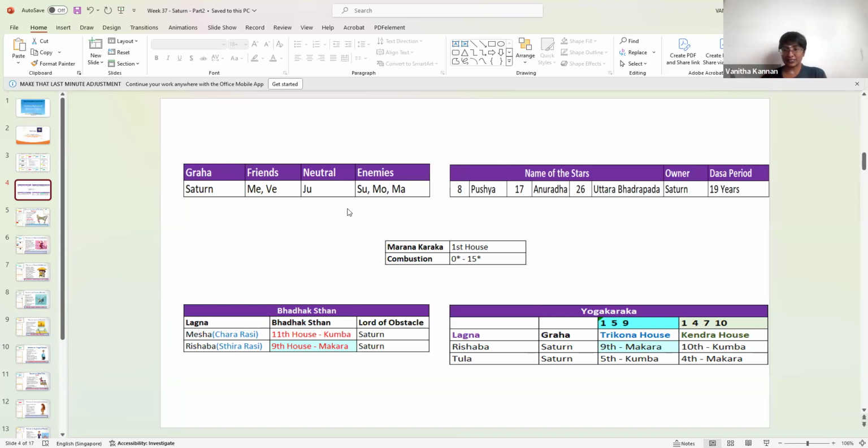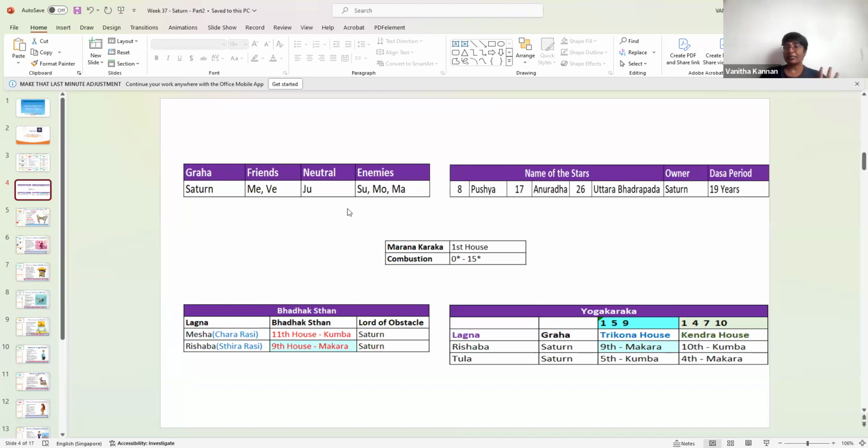Then come to the nakshatra. Nakshatra is not part of our first year lesson, but this is the basic, just understanding what the nakshatras are for, who is the Lord. This is the one point only we are understanding here. We are not going deeper into the nakshatra this year. Just understand 3 nakshatras for Saturn: Pushya, Anuradha, Uttarabhadrapada. And the Dasa period is 19 years.